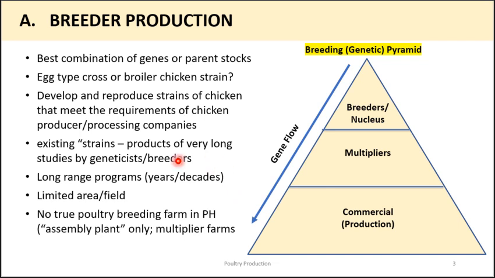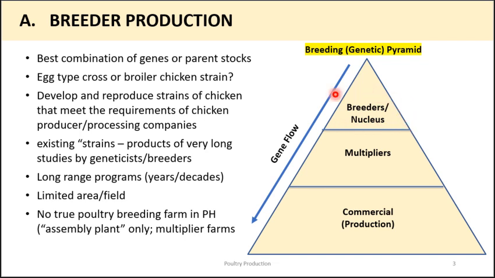Okay? And so on. Of course, they don't just give birth once, because we also have to test their performance. That's why it takes years. It takes a long time to develop a breed, a strain, or a variety. So the existing strains we have today are products of very long studies by geneticists or breeders. And aside from that, the animals are expensive. Breeder animals are costly because they are all purebred or elite animals. Okay?